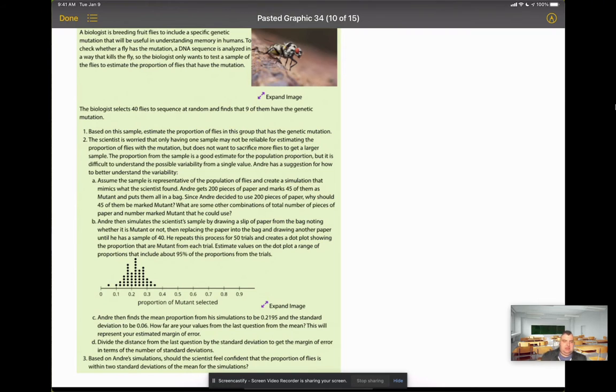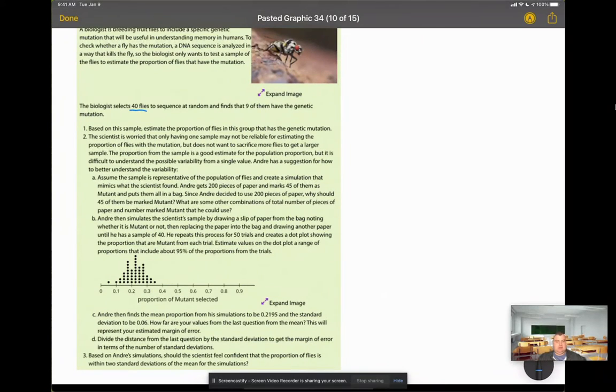A biologist is breeding fruit flies to include a specific genetic mutation that will be useful in understanding memories in humans. To check whether a fly has the mutation, a DNA sequence is analyzed in a way that kills the fly. So the biologist only wants to test a sample of the flies to estimate the proportion of flies that have the mutation. The biologist selects 40 flies to sequence at random and finds that 9 of them have the genetic mutation. Based on this sample, number one, estimate the proportion of flies in this group that has the genetic mutation.